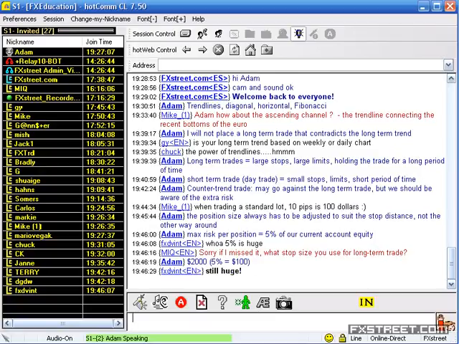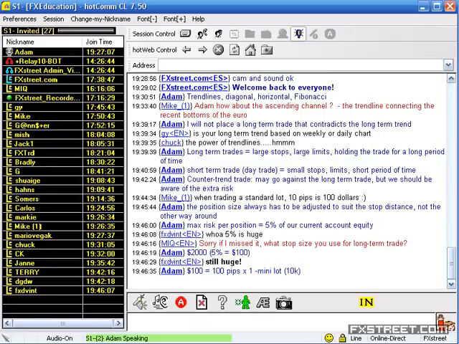$100 equals 100 pips. 100 pips times 1 mini lot. Mini lots, which is 10K, by the way, just to give you a little idea. So in other words, we're trading 1 mini lot for every $2,000 of equity in our account if we're really maxing out the position size.